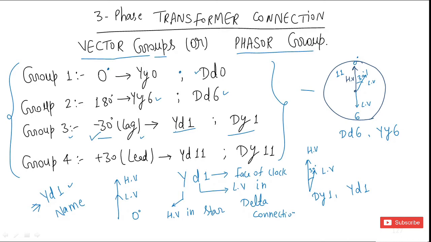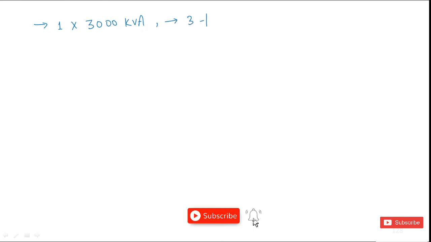Actually, in the previous lecture, I told you about the three-phase bank of the transformer also. If you have a single unit of transformer and its capacity is 3000 kVA, and if you are using 3 units of single phase transformer with the same total capacity, this is called a three-phase bank. A three-phase bank of transformers means there are 3 units.